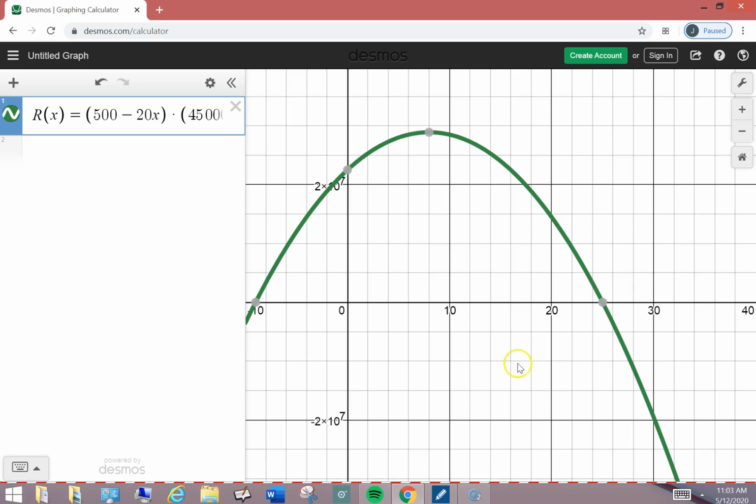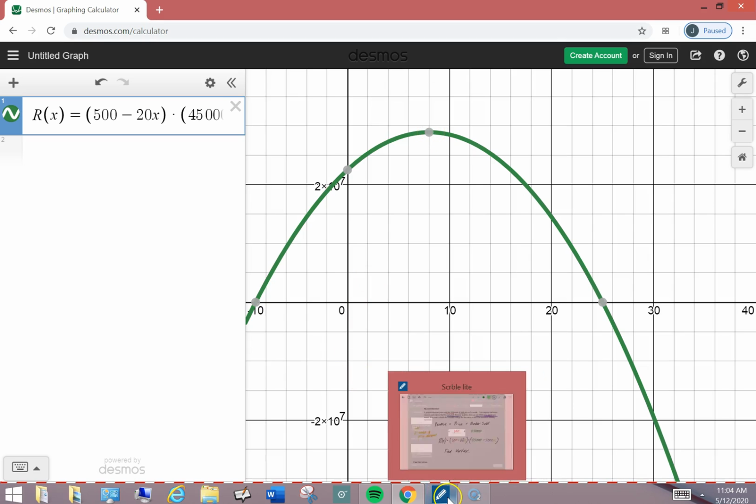Now remember what everything means in here. The Y-axis is profit, that's how much money you're making. That's revenue. It's not profit, it's revenue. And the X-axis is the number of price decreases. You're decreasing the price by $20 each time. So what happens if you decrease it 10 times, 20 times, 25 times, the X-intercept? We want the vertex, though, to maximize the revenue. So the vertex is 8, 2.8 million.